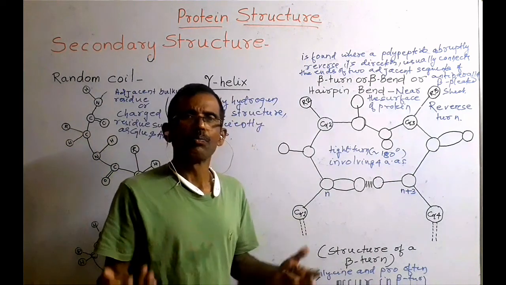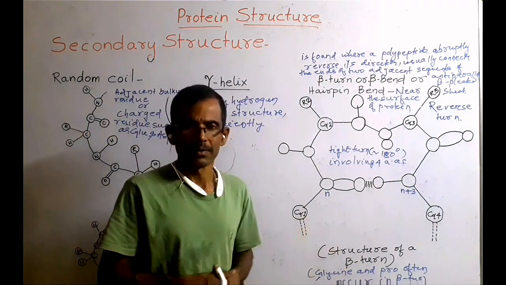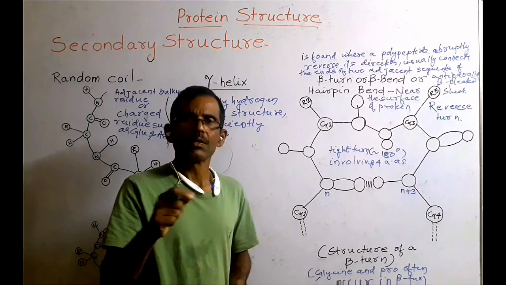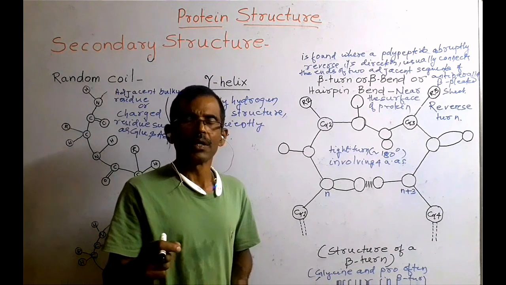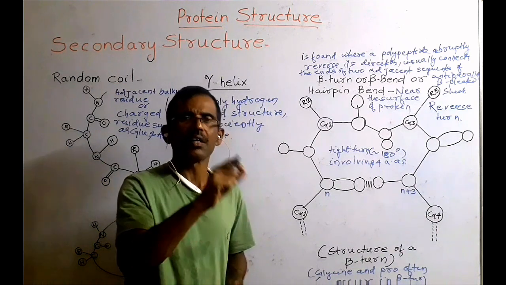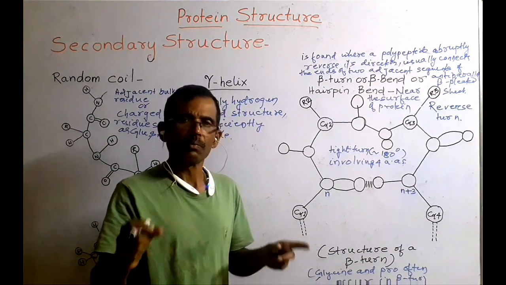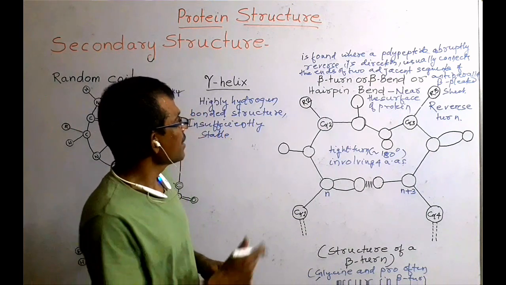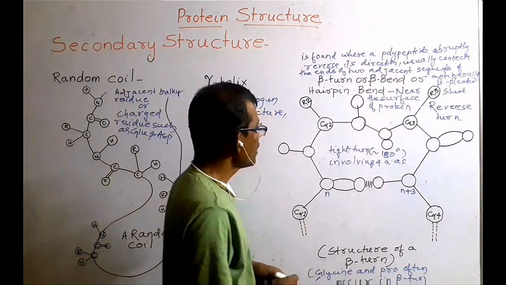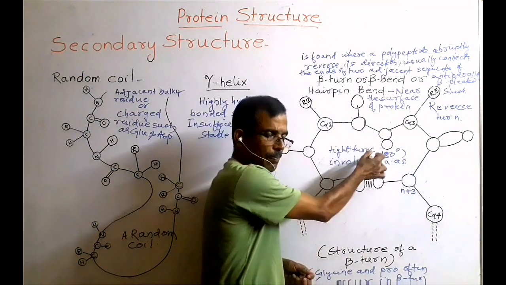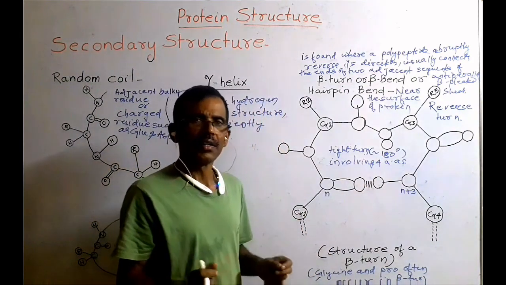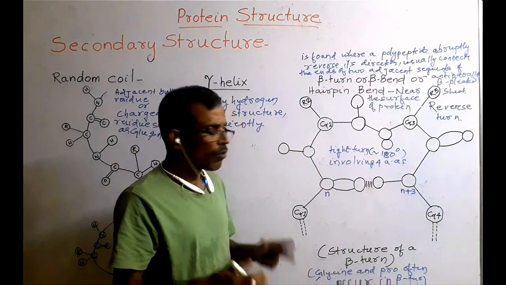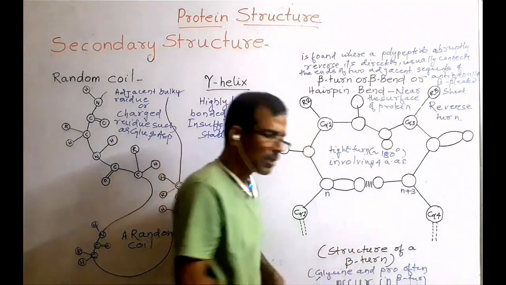Most of the globular proteins are compact. This is due to the formation of beta turn. Because of this, the polypeptide chain abruptly reverses its direction, which helps in the formation of a compact structure. And this beta turn is a tight turn, approximately 180 degrees. And the formation of beta turn involves 4 amino acid residues.